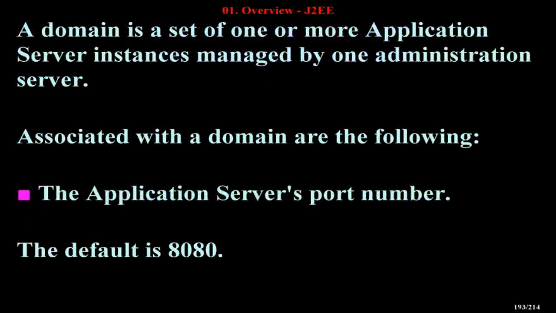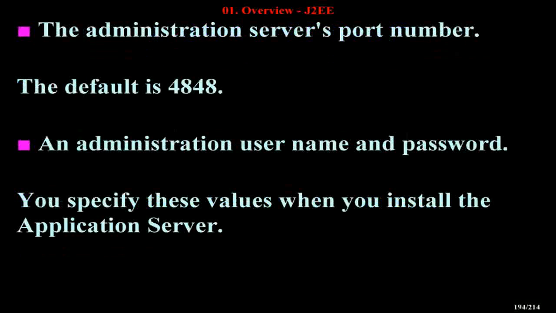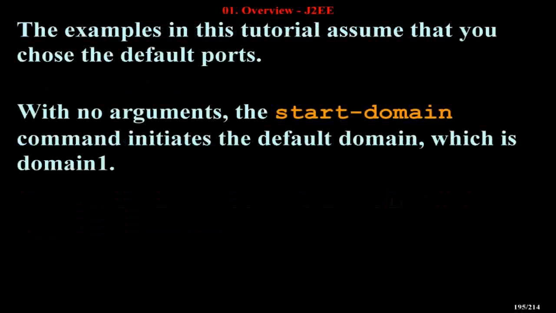A domain is a set of one or more application server instances managed by one administration server. Associated with a domain are the following: the application server's port number, the default is 8080; the administration server's port number, the default is 4848; and an administration username and password. You specify these values when you install the application server. The examples in this tutorial assume that you chose the default ports.